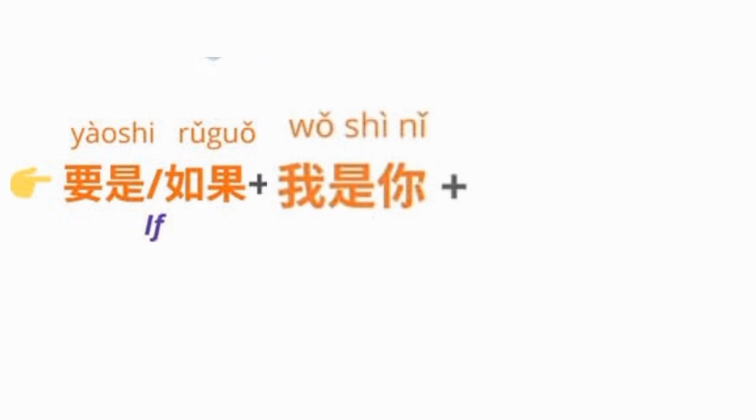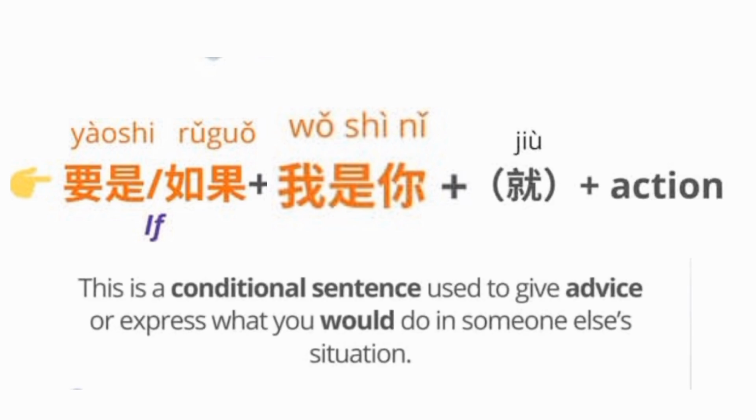要是, 如果: If. We can use both vocabulary, because both are used for if. Plus 我是你, I were you. Plus 就, plus action. This is a conditional sentence used to give advice or express what you would do in someone else's situation. 我是你. It's an easy and natural way to give advice. Light bulb: you can also replace wo and ni with other people to fit the situation.